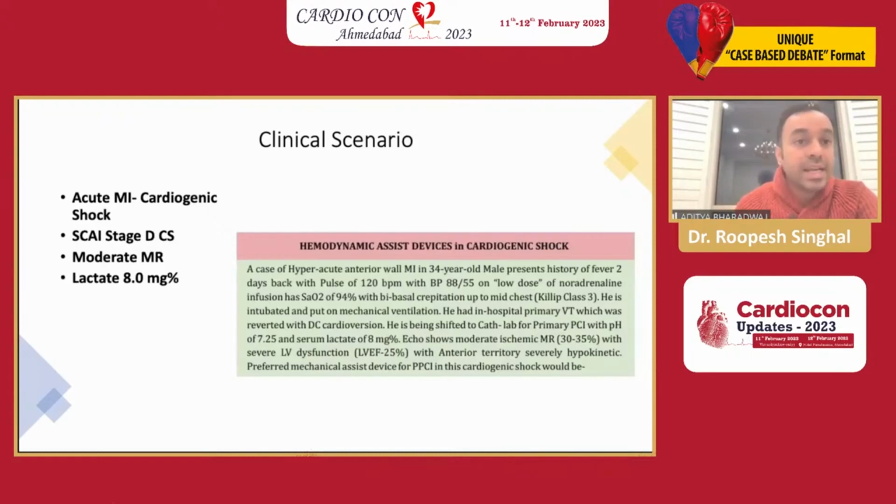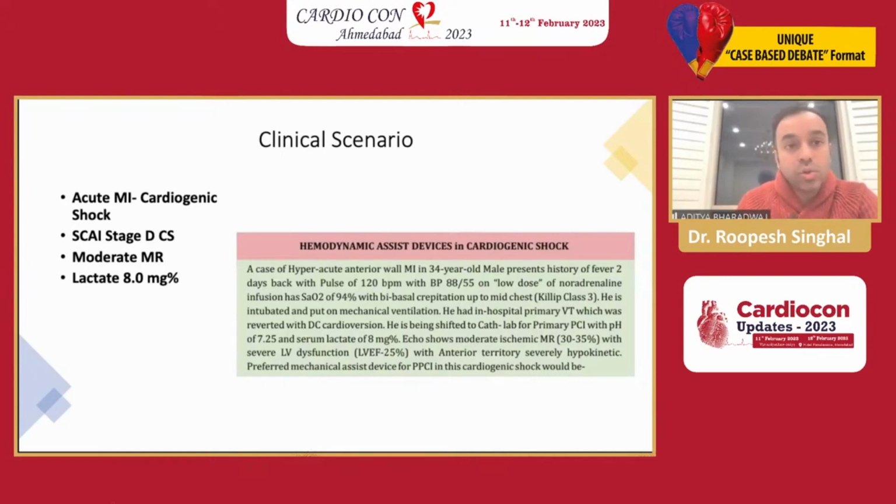Number two, it is SCAI stage C to D. I would argue that this is D. Initially he was tried on vasopressors, like Dr. Sharma mentioned, low dose noradrenaline. A lot of times we get transfers from other hospitals saying that the patient is on low dose noradrenaline, and when you get the patient they are on 25 mics per minute. So I think this is SCAI stage D. The patient also has moderate MR. And more importantly, the patient has a lactate of 8, which is a very important thing to recognize, that this patient is pretty far down in the spiral, the death spiral of cardiogenic shock, as it is called.